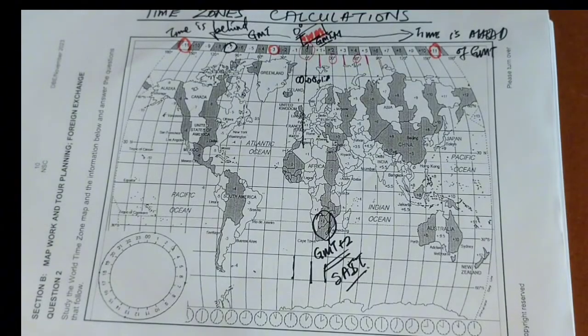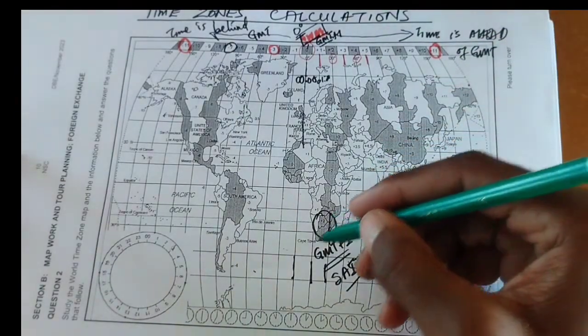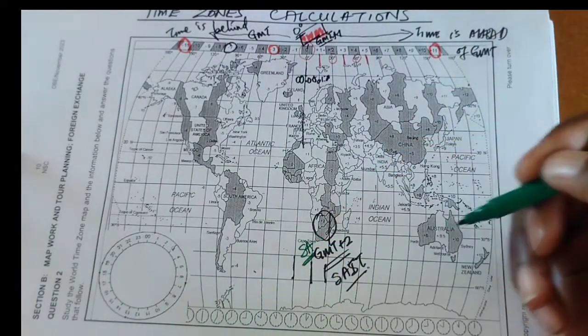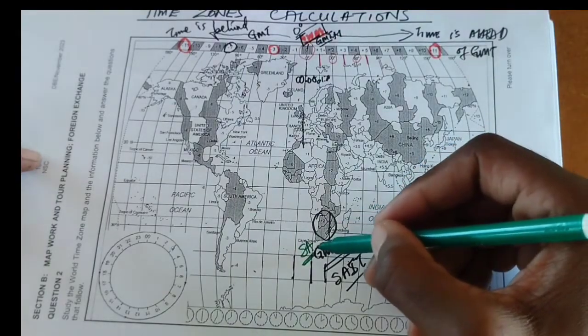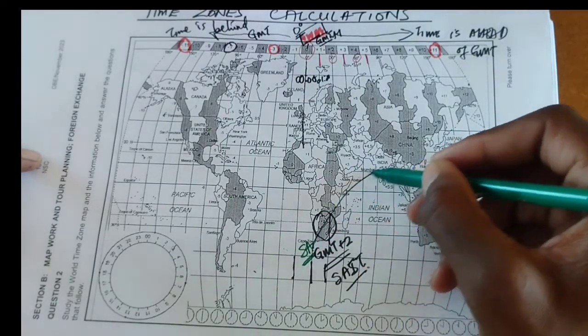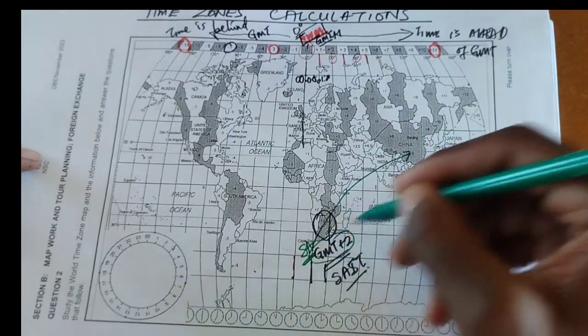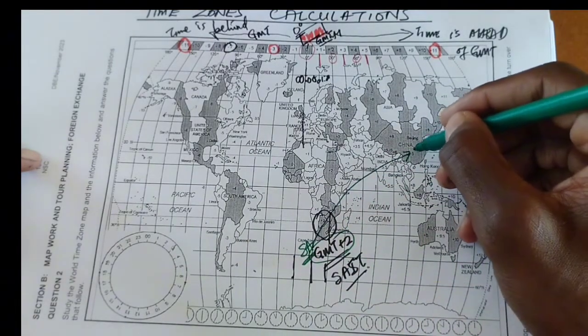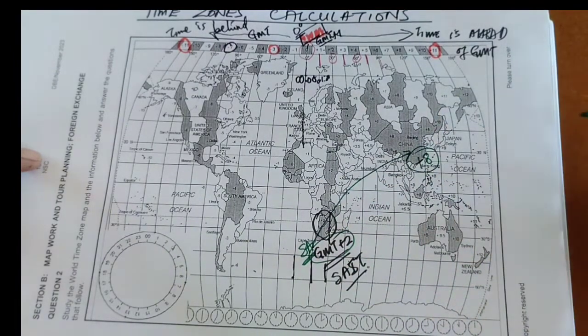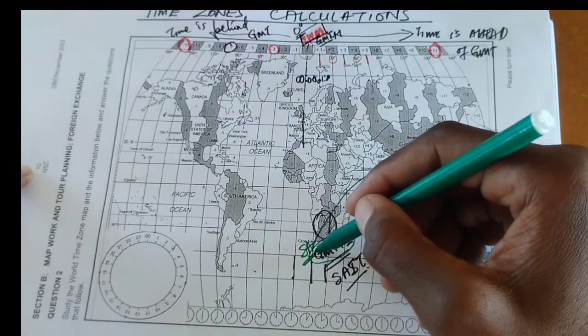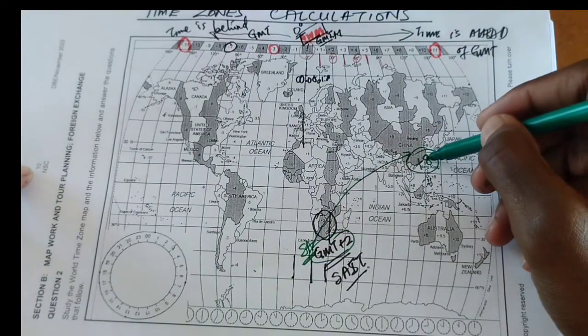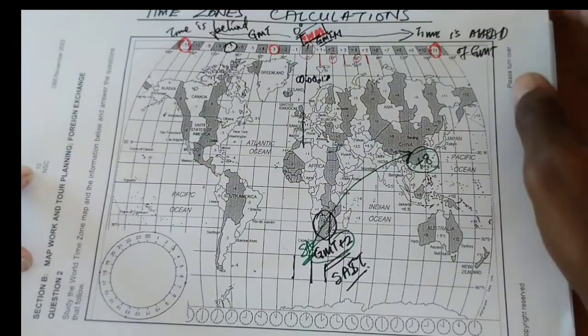Right, so now let's look at 2 places. Let's say a person is flying from South Africa, and you are going to China. Now, South Africa is on +2, and China, Beijing there, is on +8. Okay? So, let's understand this. South Africa is on +2, and Beijing is on +8, and you are going to Beijing.